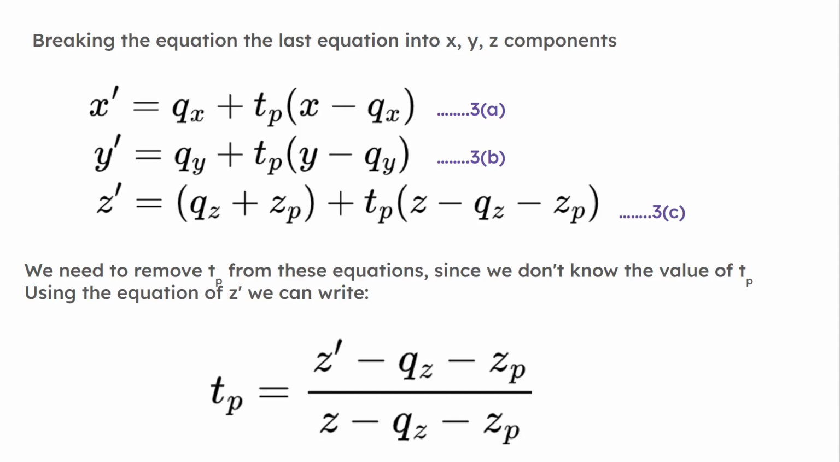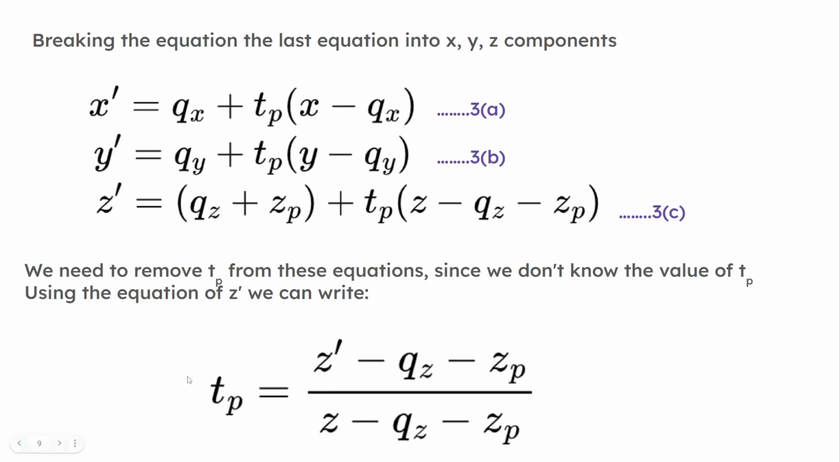We can calculate these 3 values, but notice here there's a tp term. We don't know what the value of tp is. So we need to remove this tp from these 3 equations, but it's not that easy. First, we need to isolate tp on the left hand side and keep everything else on the right hand side. We do this from our third equation here, 3c, which is the equation for z prime. So in this equation, we can calculate the value of tp by knowing the value of qz and zp, but we don't know the value of z prime. In fact, we need to calculate z prime.